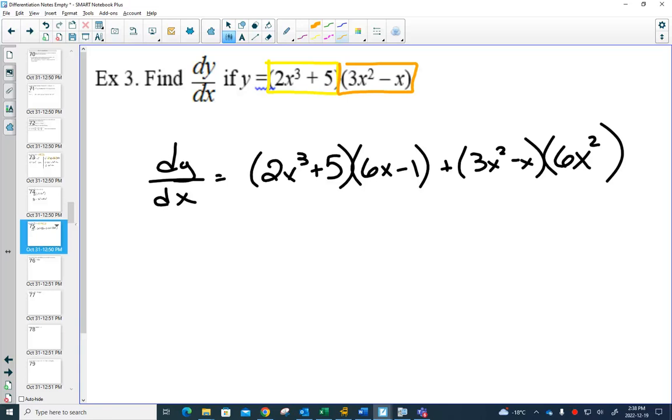I'm going to color code again. Can you see this is where I kept the yellow one the same? And this is where I have the derivative of the yellow. And this is where I kept the orange one the same. And this is where I have the derivative of the orange one.